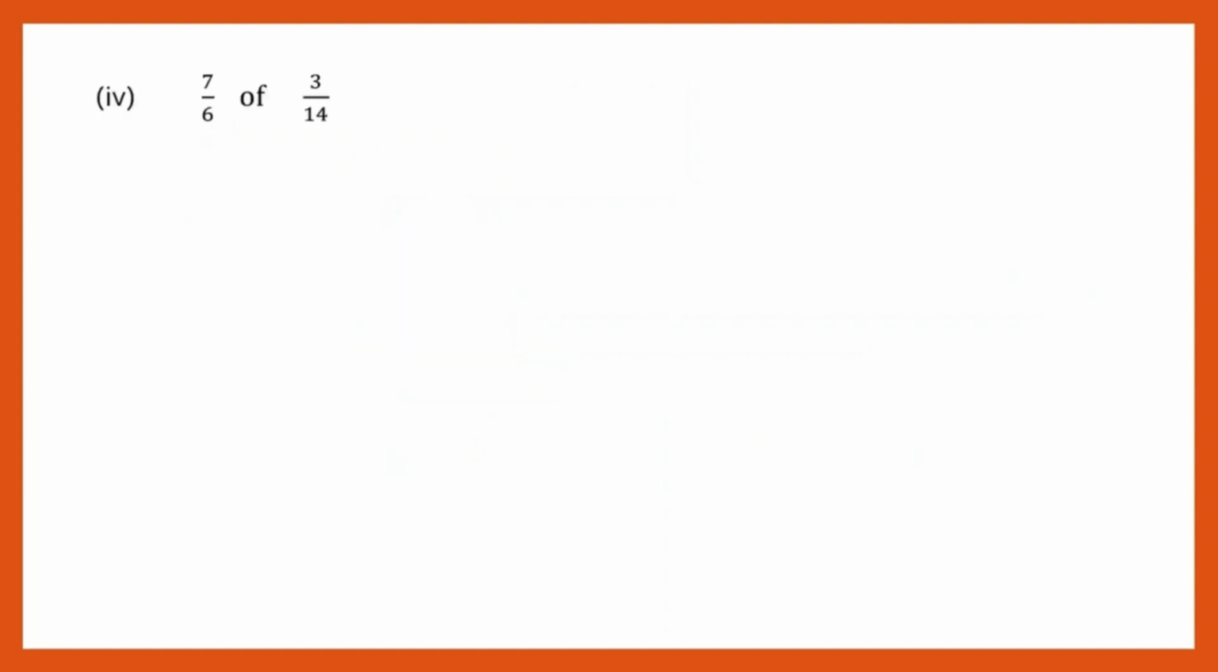Question 4. 7 by 6 of. Now what does of stand for? Of is the same as multiplication. So let's write that down. 7 by 6 into 3 by 14. Now is there something that we can cancel here? Yes, I can cancel 3 and 6. Both are divisible by 3. 3 ones are 3, 3 twos are 6.